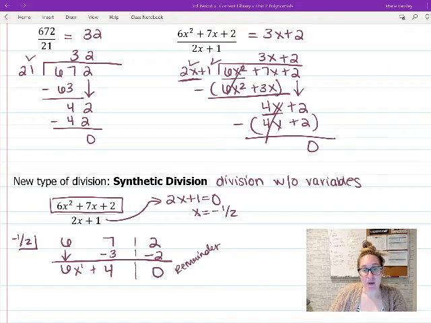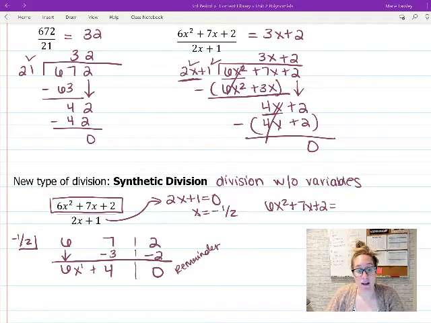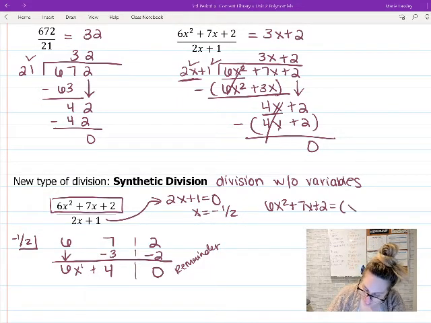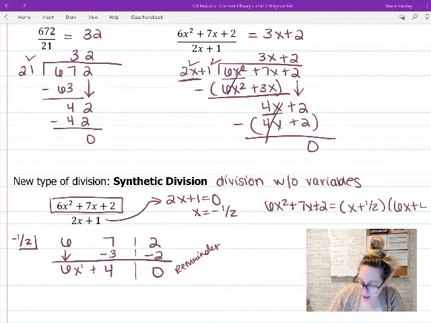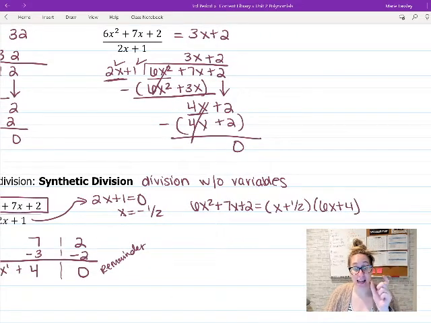So technically, what we just did with synthetic division is we took 6x squared, oops, I wrote the wrong thing. We took 6x squared plus 7x plus 2, and the 2 factors we used to divide it were x plus 1/2 and 6x plus 4. So by putting the 1/2 in that corner box, because we had to, right? We had to solve to get what x equaled. It kind of messed everything up, but it's an easy fix.